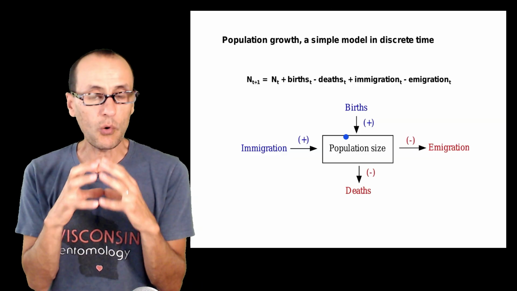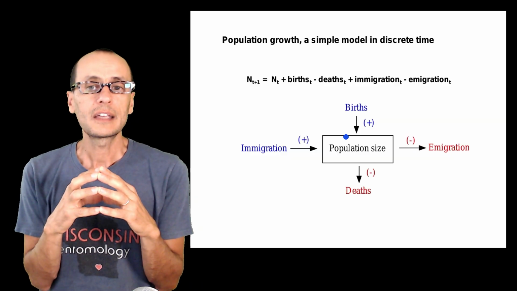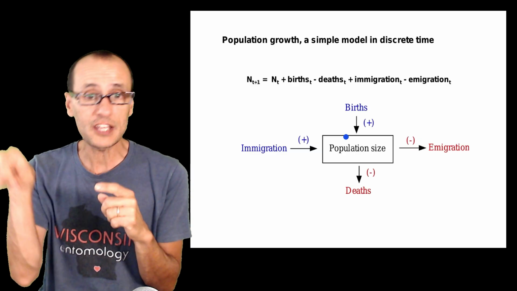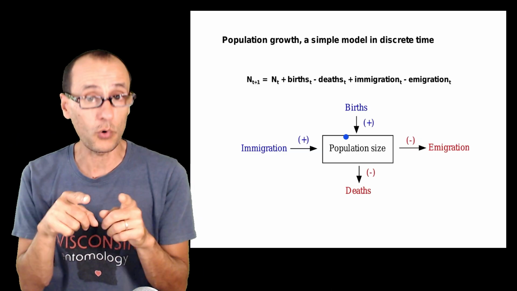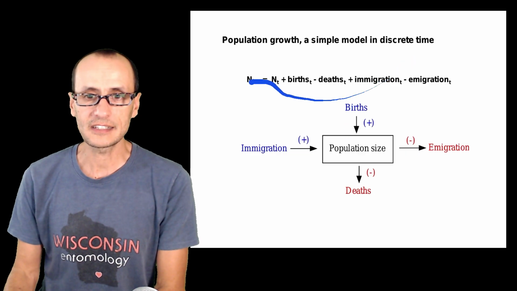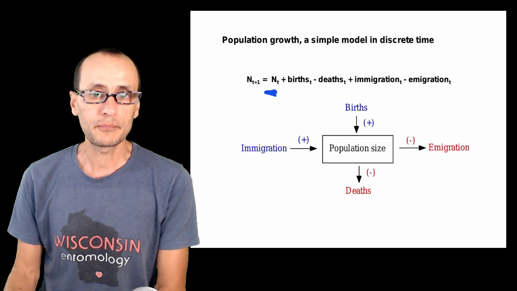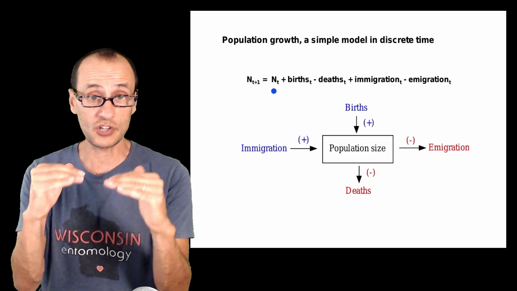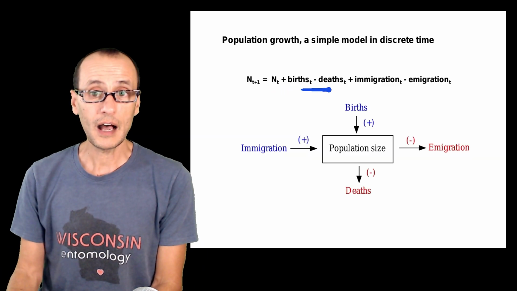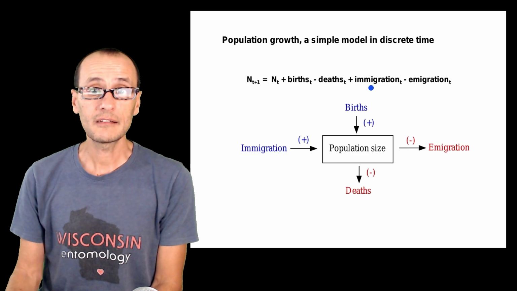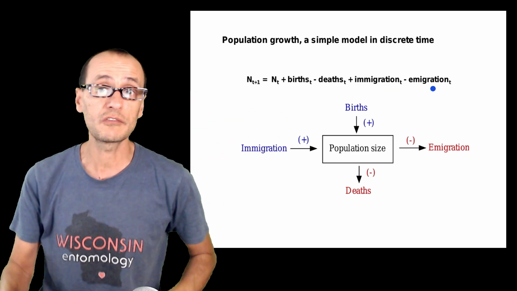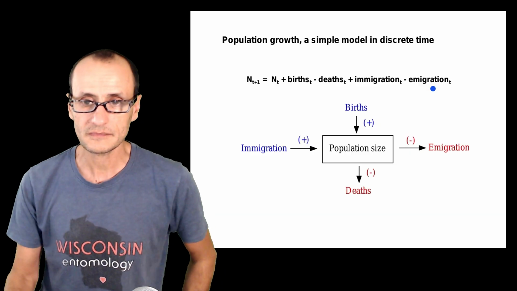So the population at one point in time can be predicted for the next point in time if you know something about any one of these four factors, or all four of these factors. So the population at time t+1 depends on how many are there to start with, how many balls are in your bucket, how many are born, how many die, how many come into the population from the outside, and how many leave the population from the inside.